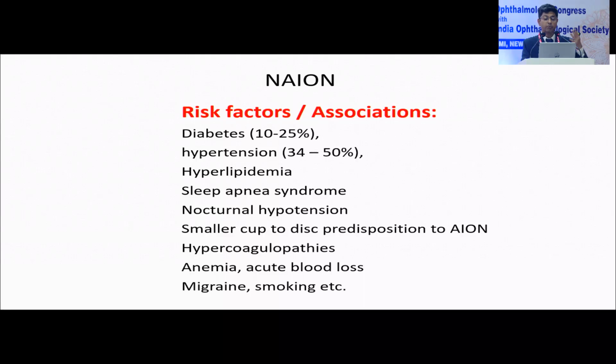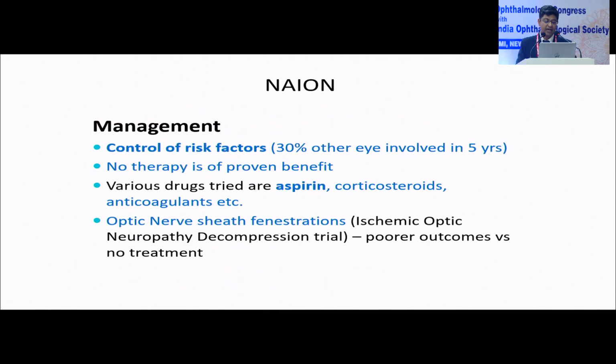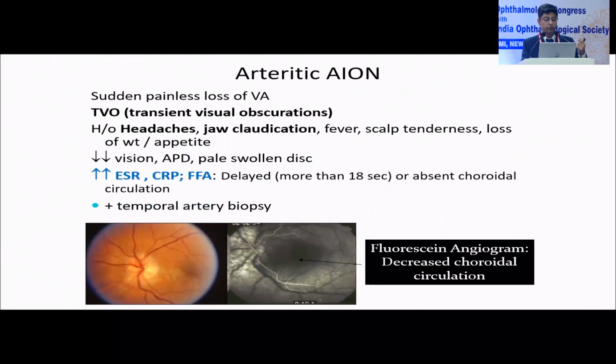Sleep apnea syndrome, often missed. You need to ask the wife whether the person snores or not, and does he get a good sleep or not. So there is a whole lot of questions you need to ask when you're managing NAION, and unfortunately, till now, there are no clear intervention management options available, the most important only being control of risk factors.